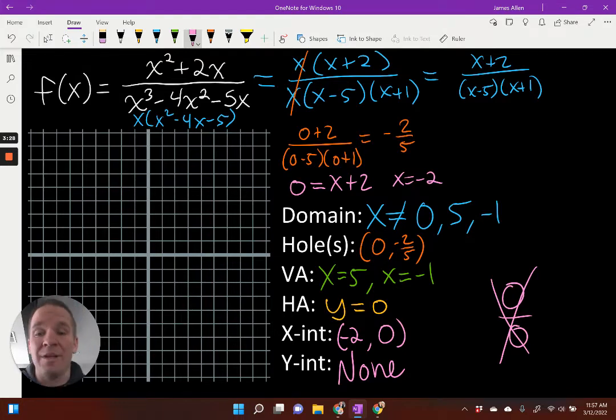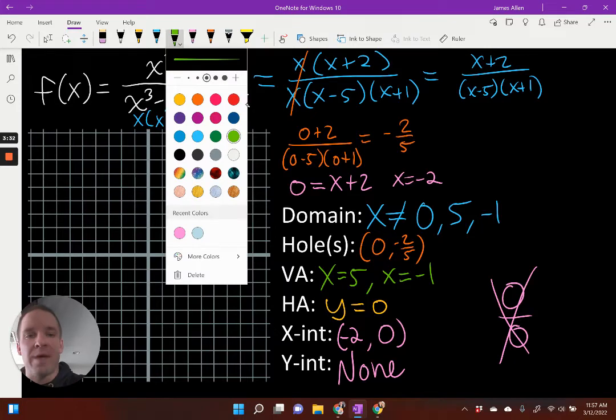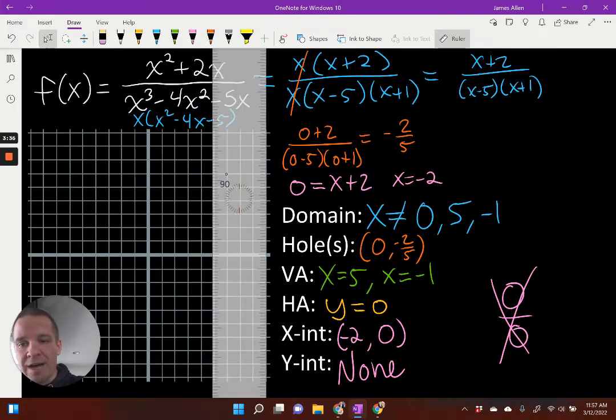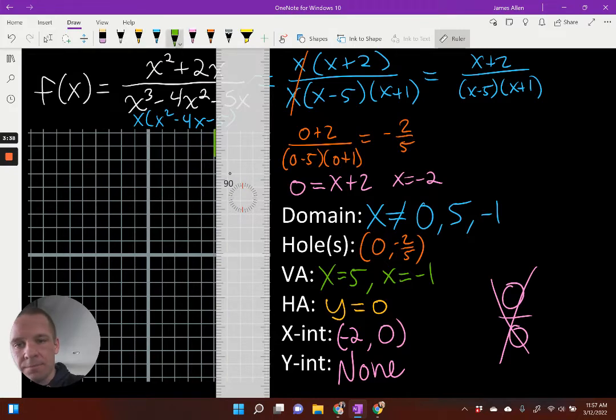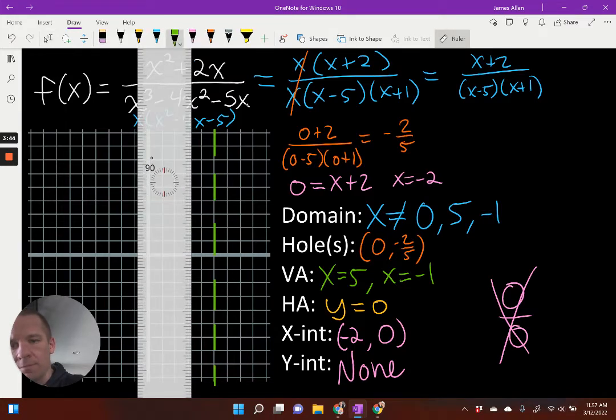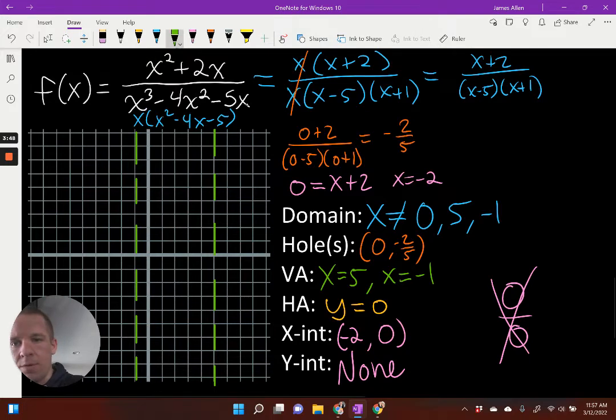It's time to graph. Let's do it. So let me get my vertical asymptotes first. Let's beef up that marker, right? And now let's get our vertical going here. So we've got 5, so that'd be this guy right here. And then I've got negative 1, which would be this one right here. Beautiful.